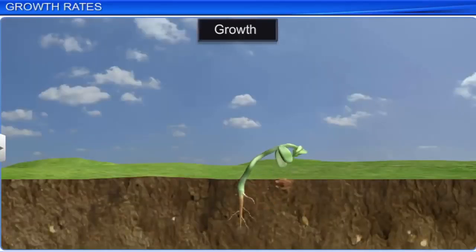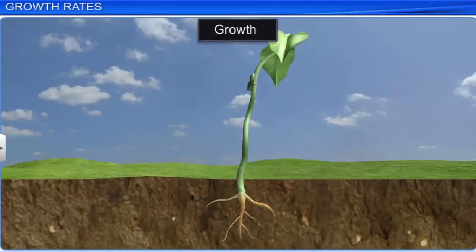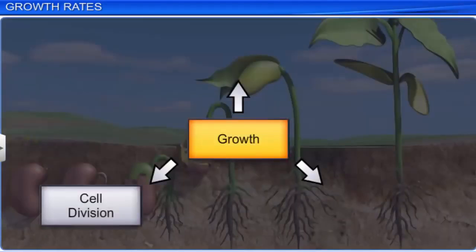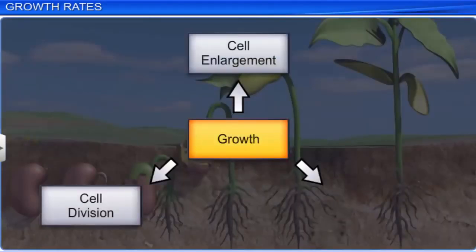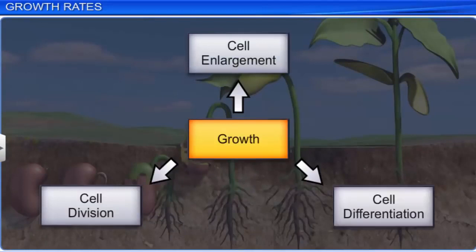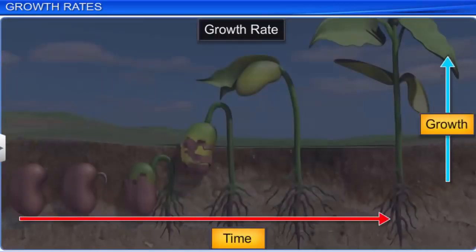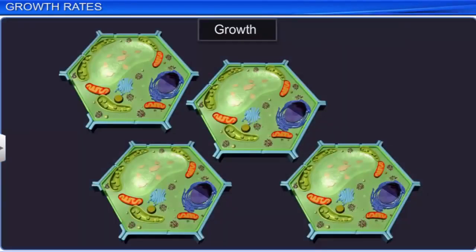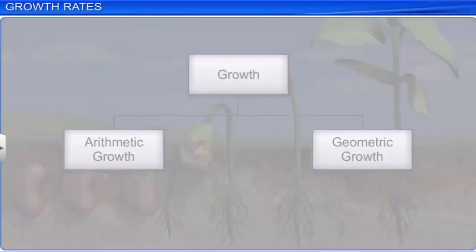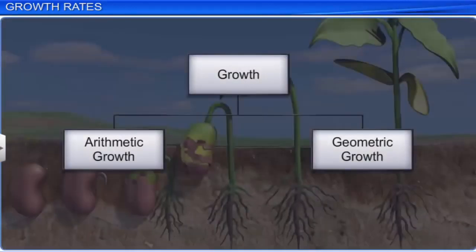We know that a plant's growth comprises cell division, cell enlargement, and cell differentiation. When growth is measured per unit time, it is called growth rate. If we consider the increase in cell number as growth, it can be the result of arithmetic or geometric growth.